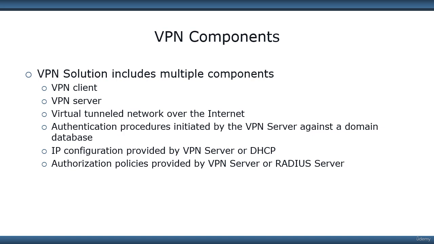And the split tunnel means that all internet traffic goes out through the normal connection and only traffic destined for the corporate network goes through the tunneled connection. If it doesn't seem obvious, it will, that the split tunnel idea is actually much better from a performance standpoint because the full tunnel does route all traffic, even internet traffic, through that system. Authentication procedures are initiated by the VPN server against a domain database. Once you're authenticated and authorized to connect, then you get an IP configuration that's provided by the VPN server or DHCP.